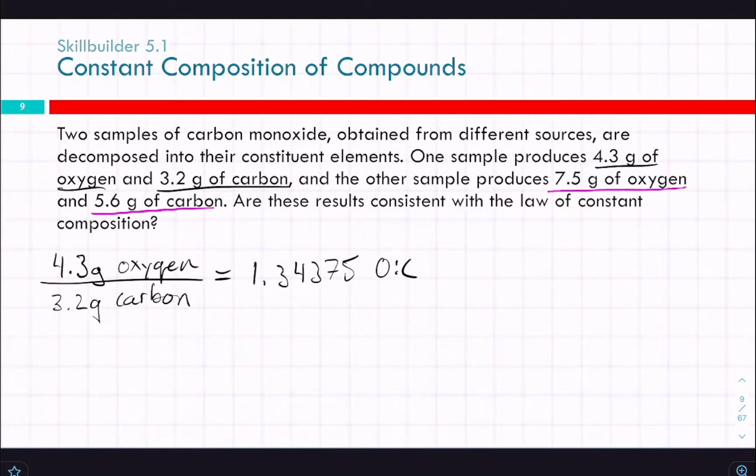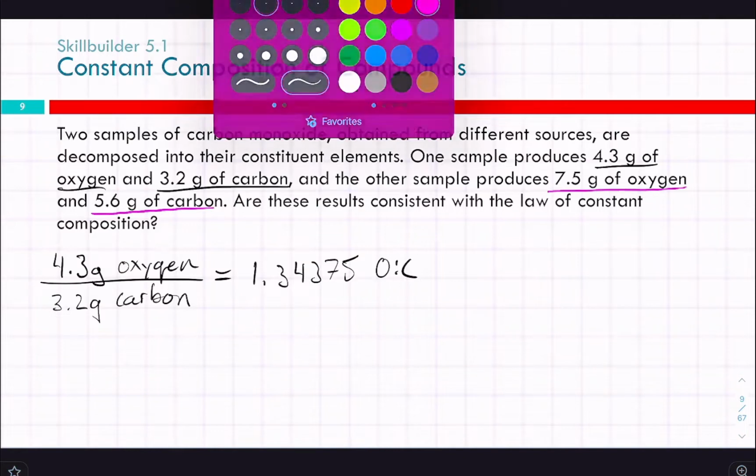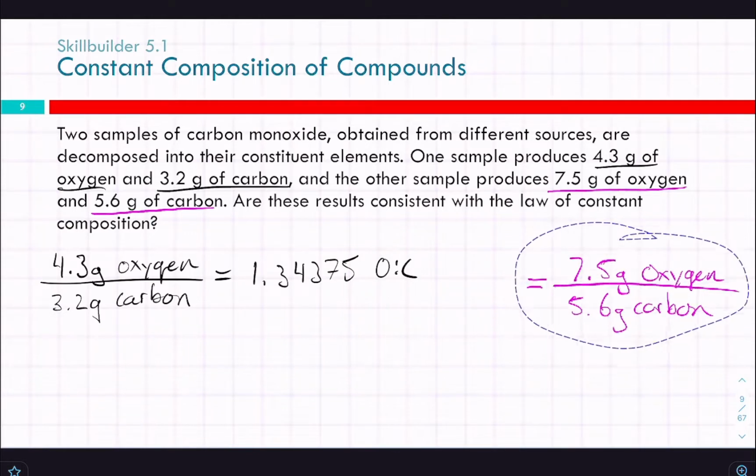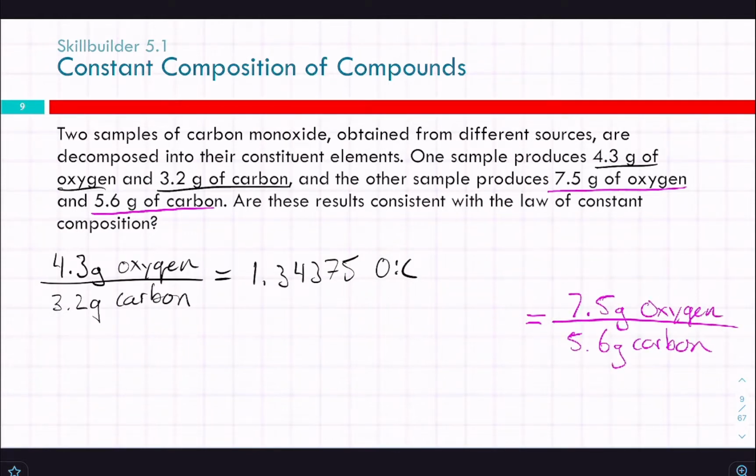So then we do the same with our other sample. So we'll have 7.5 grams of oxygen. We'll divide it by 5.6 grams of carbon to get 1.3392, I'll just go that far, as a ratio of oxygen to carbon.